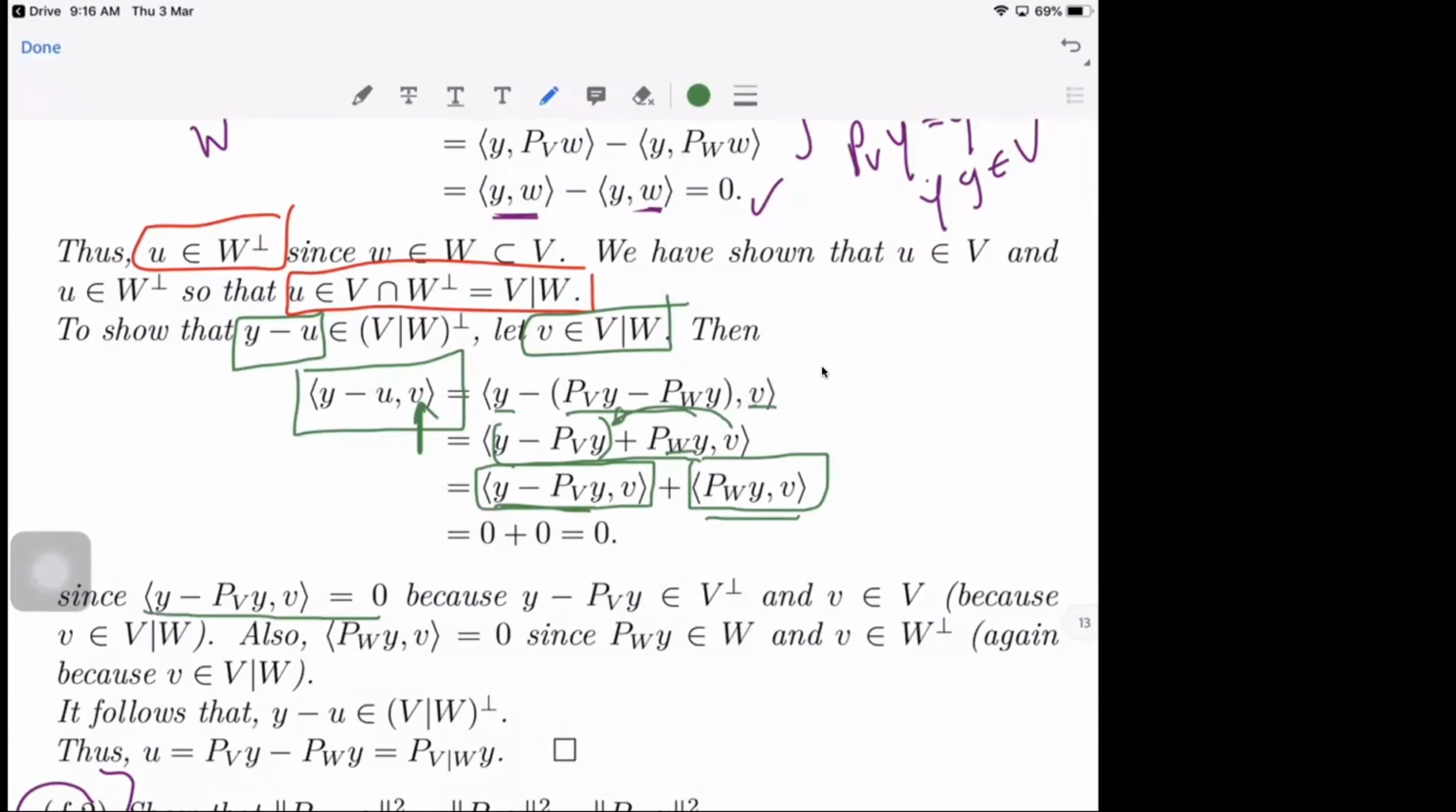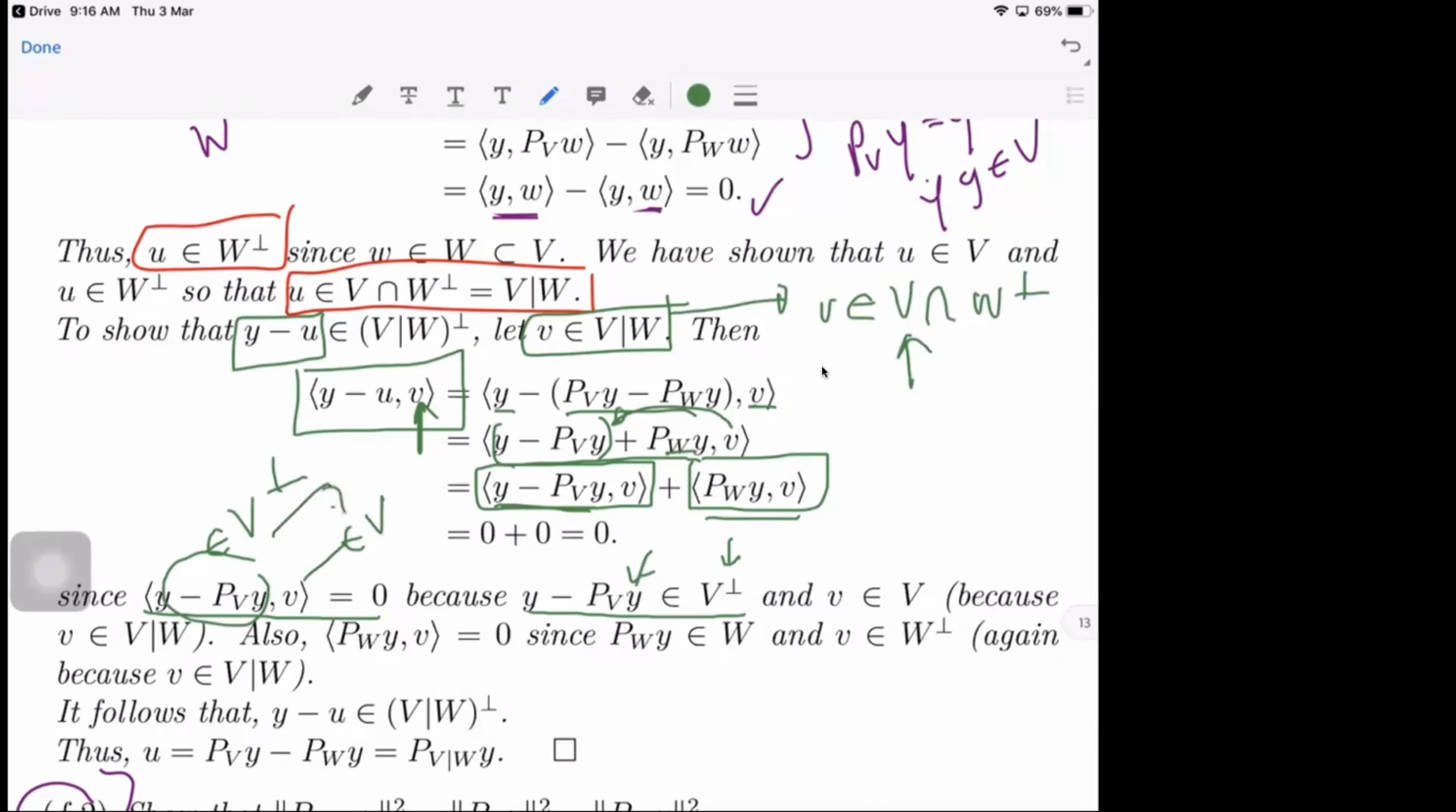Because by definition of projection, Y minus the projection of Y onto V is in V perp. So this is an element of V perp. And V here, where is V? V is an element of V intersection W perp. So V is in V, so this is an element of V. So any vector in V perp, inner product with an element in V, that is 0. Okay, so this is correct.